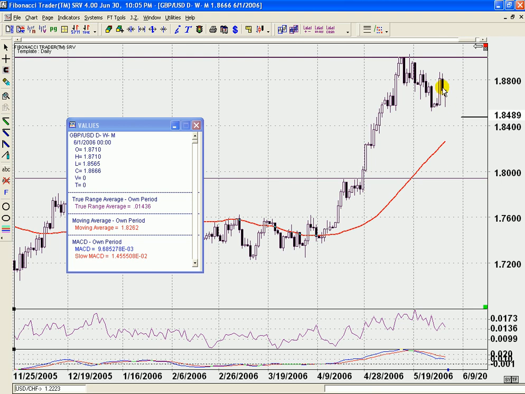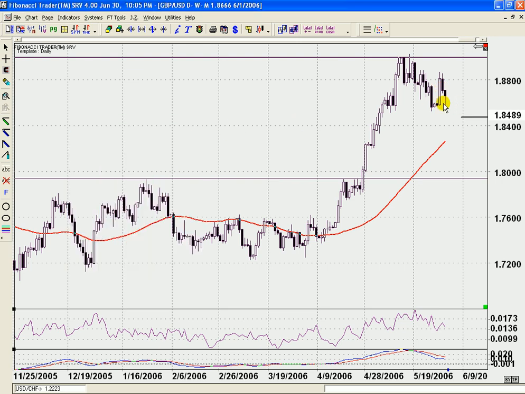So the average true range over the last 5 days is 143 pips. Now, 143 pips plus 25% is 178 pips, or 180 pips rounded, and 143 pips plus 50% is 215 pips.